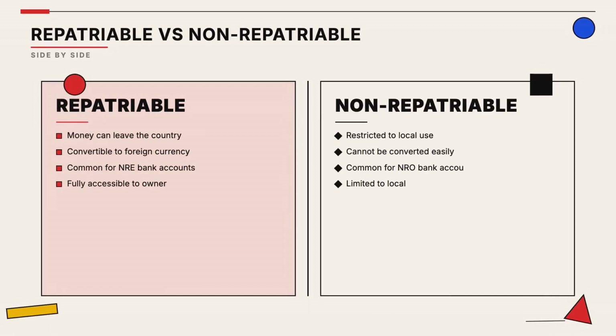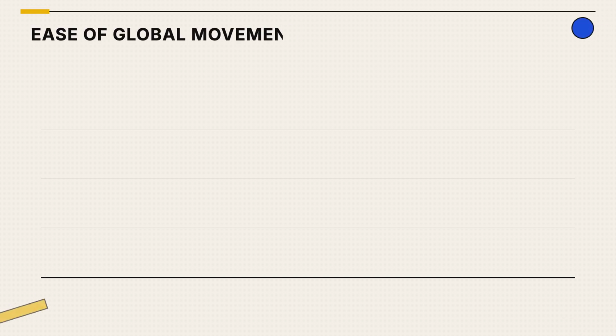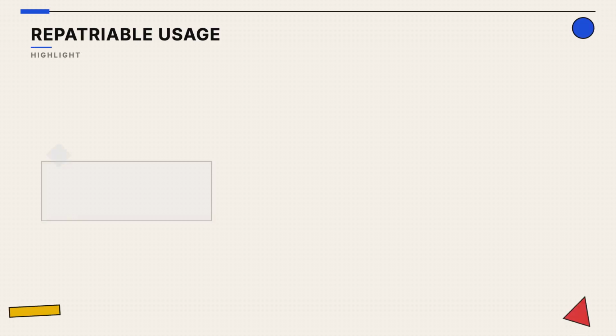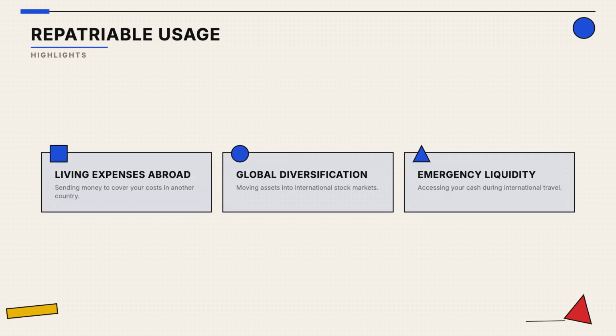Repatriable funds offer total freedom to move your capital anywhere, while non-repatriable funds are generally locked within the country of origin. As this chart shows, the ability to transfer funds across borders is drastically higher for repatriable accounts compared to restricted ones. Investors often use repatriable funds to manage their global portfolio and ensure they can access their capital wherever they might be living.